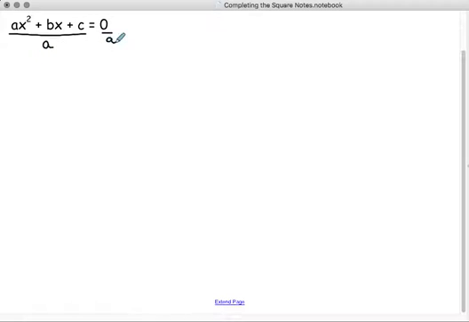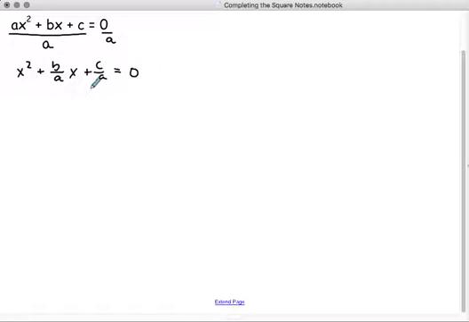It's a coefficient, right? It's a number, not a variable, so I can do that with ease of mind on the right-hand side. Now I've got x squared plus b over a x plus c over a is equal to 0. Again, a wasn't a variable, it was a number, so 0 just divides to 0.